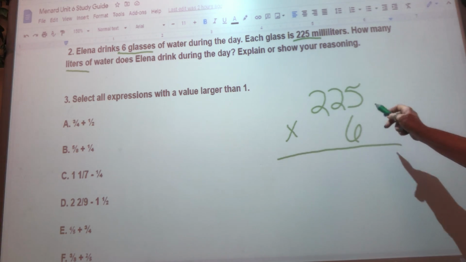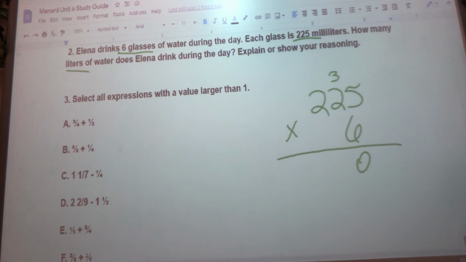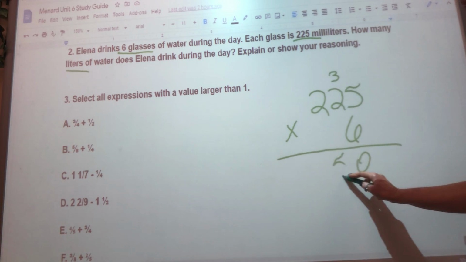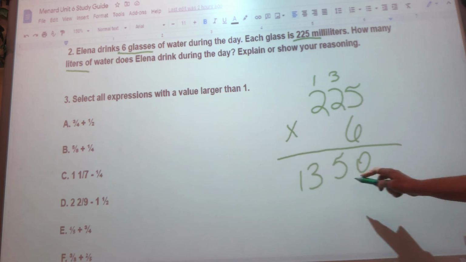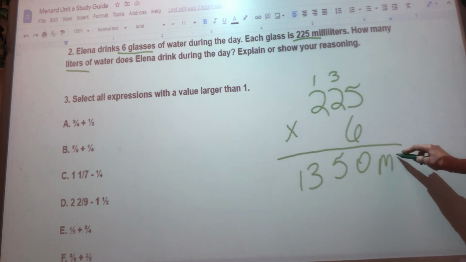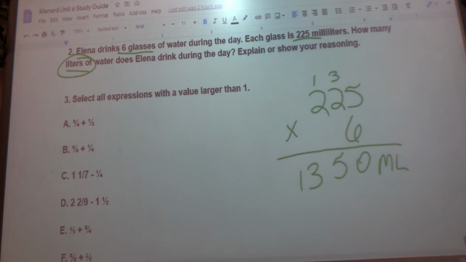Okay, so 6 times 5? 30. Okay. Carry our 3. Then what? 6 times 2, which is 12, plus 3 is 15. Okay. Carry our 1. Then what? 6 times 2 is 12, plus 1 is 13. Okay. But this is in what? Milliliters.